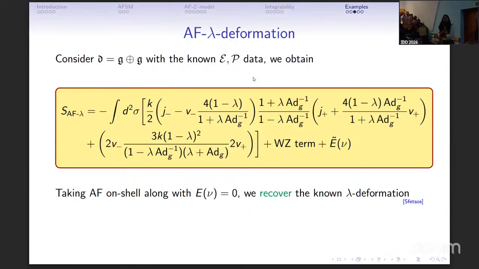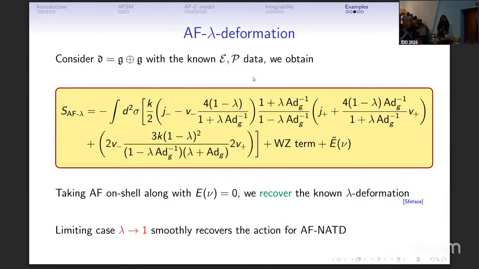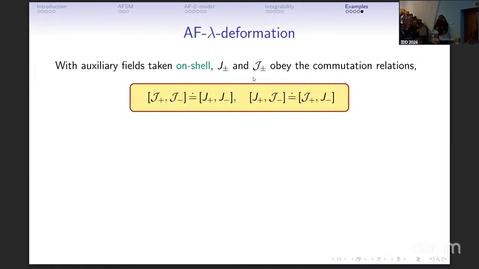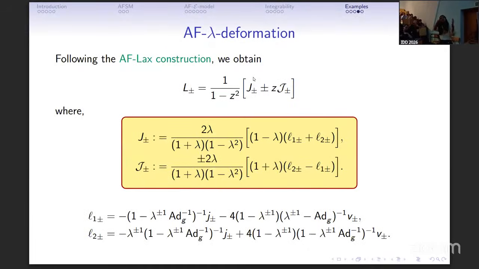So once again, the check was that if we take things on shell and you put E to 0, we do in fact recover the lambda deformation case. And once taken the limiting case, it goes to the auxiliary field deformed non-abelian dual part. And the Lax mechanism does indeed generate things in this way. The equations look like this.